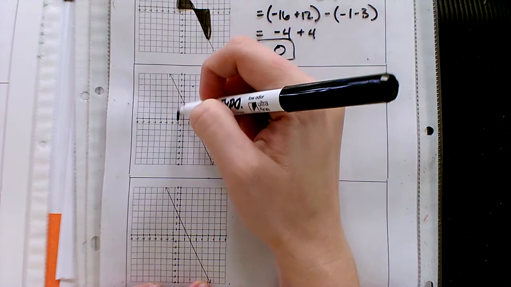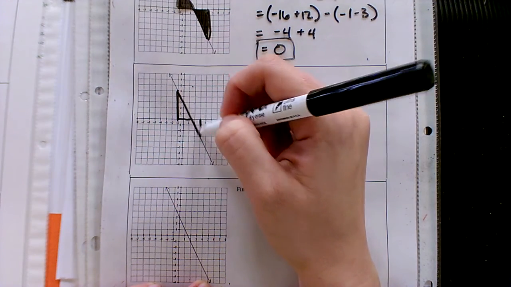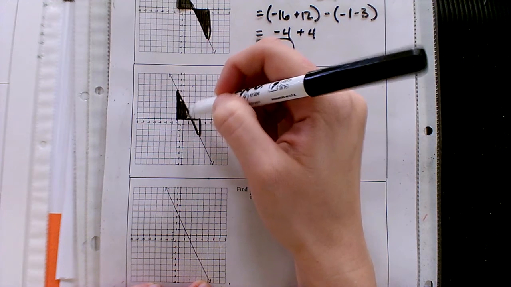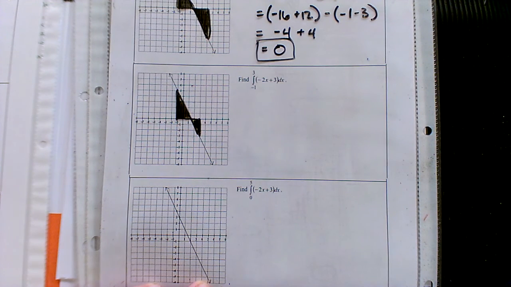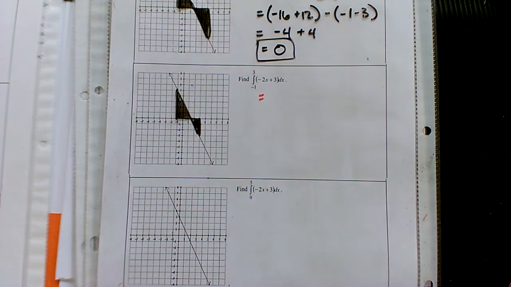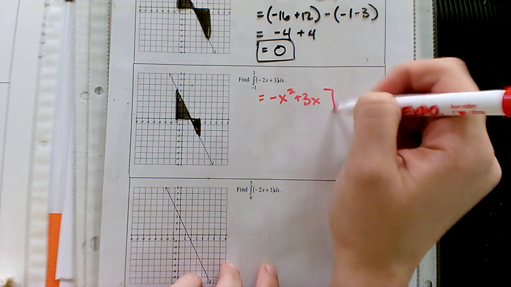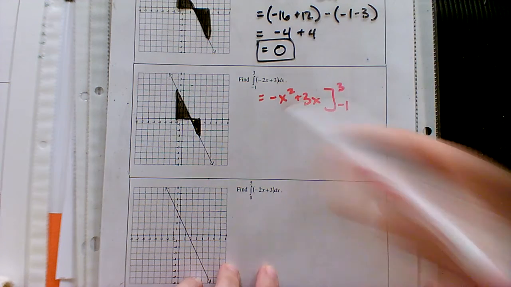Negative 1 to 3. Can we take an educated guess as to what this area might be? Maybe not a numbered value, but should we anticipate a positive answer, negative answer, or 0 answer? Positive. Why? There's more area above than there is below. Okay, so let's see. Antiderivative, top bound 3, bottom bound negative 1.